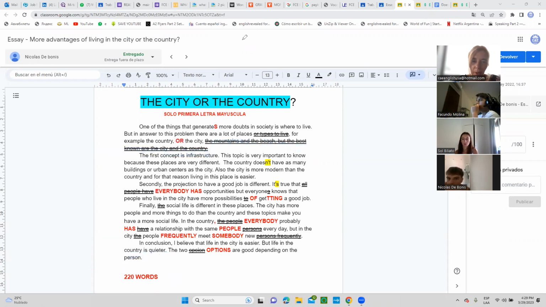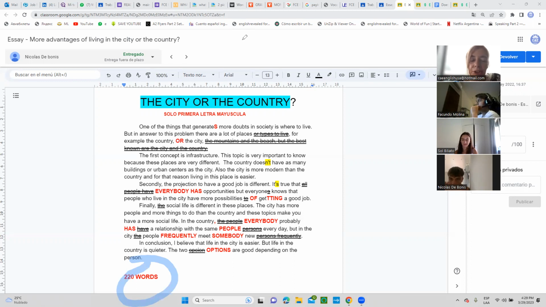So, but in answer to this problem, there are a lot of places. For example, the country, comma, or the city. That's it. And there you have your introductory paragraph. And for sure you have at least 10 fewer words. At least you are down maybe to 210 words.